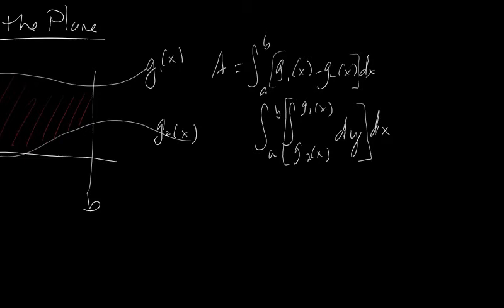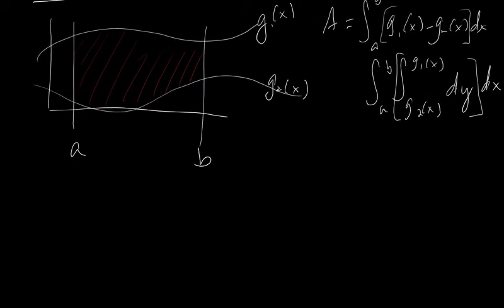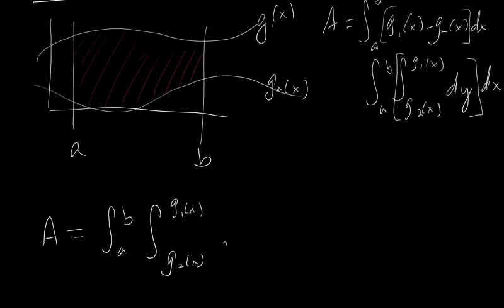And that may seem like an extra step, like why are we doing this? We already know how to find this area, but it actually is going to set itself up really nicely for our application problems. So let's go ahead and just do a couple of examples. Actually, before I do that, let me just write this down. Our area between these two curves is the integral from a to b of the integral from g2 of x to g1 of x dy dx.